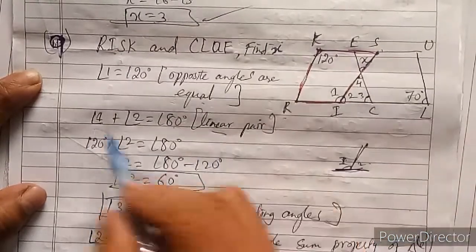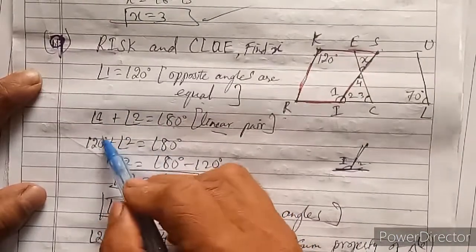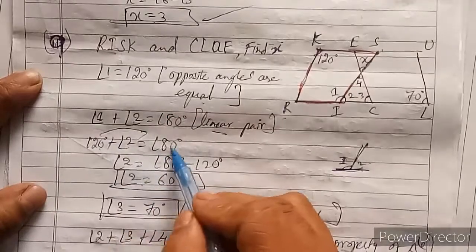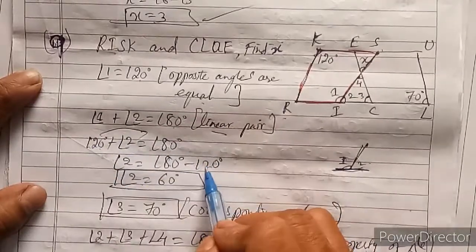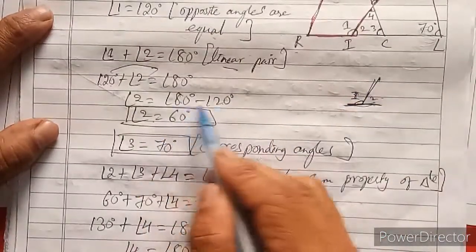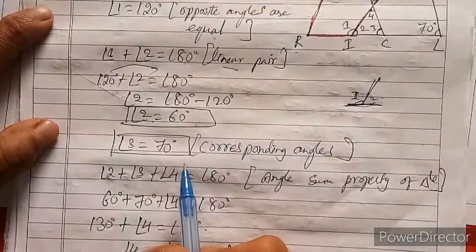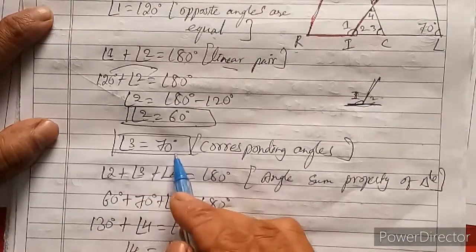Angle 1 is 120 degrees, plus angle 2 as it is. If I transpose, angle 2 is equal to 180 minus 120. The plus 120, if I transpose that side, becomes minus. So 180 minus 120, angle 2 is 60 degrees. We got angle 2. And similarly, angle 3 is 70 degrees.